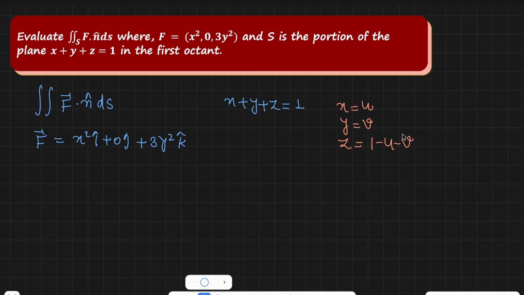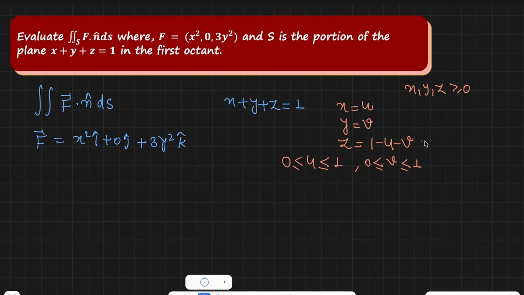So by using this, we converted our function of 3 variables into a function of 2 variables. It is a projection of 3D to 2D, like a 2D map. It's called UV transformation. Now it is the first octant. It means x, y, z are all greater than or equal to 0. In the first octant, all will be greater than or equal to 0. So the limit of u will be from 0 to 1. Next, the limit of v is also greater than 0, but what will the limit of v be?